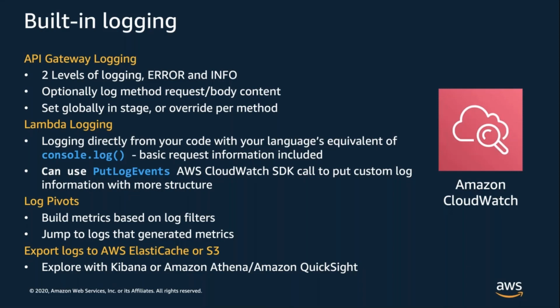API Gateway also gives you the ability to set or create a custom log format that gets stored into CloudWatch. So maybe you have certain data that you do care about, certain data that you don't care about. It can go through and pull that out for you.